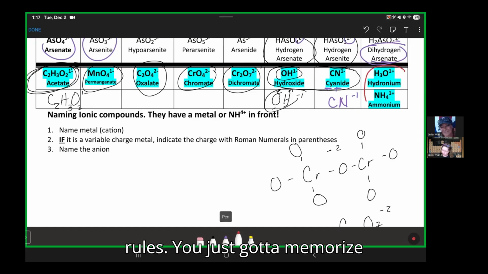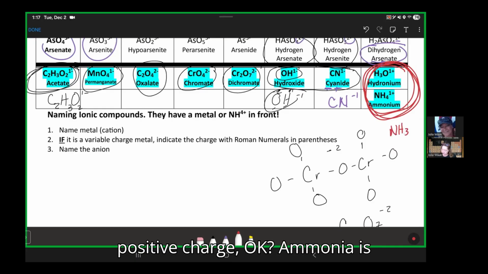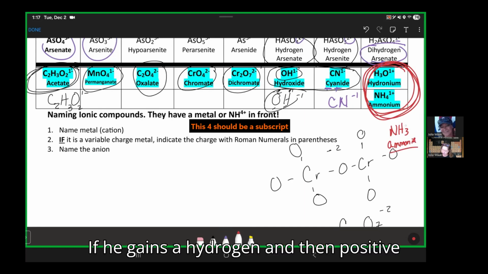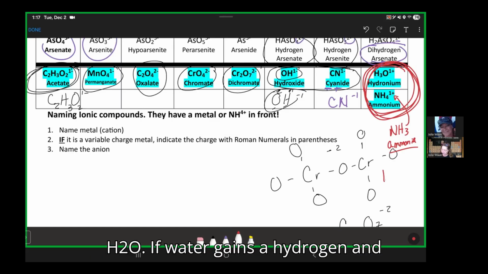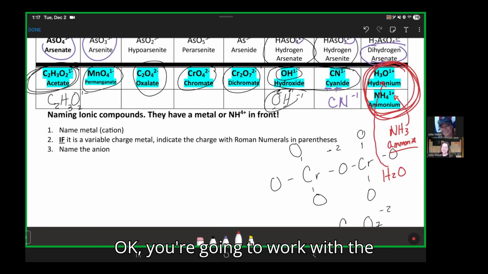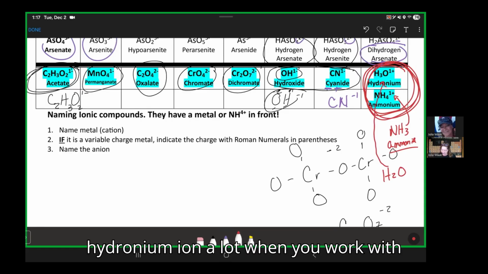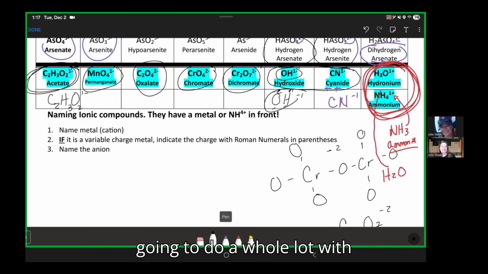And then these two here are your 2 polyatomic ions that have positive charge. Ammonia is an NH3. If he gains a hydrogen and a positive charge, he becomes ammonium. Water is H2O. If water gains a hydrogen and a +1 charge, that is hydronium. You're going to work with the hydronium ion a lot when you work with acids and bases, but you're probably not going to do a whole lot with it until then.